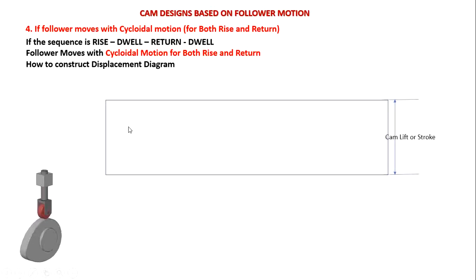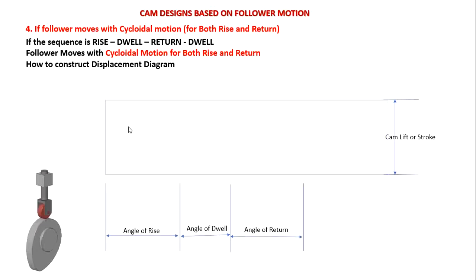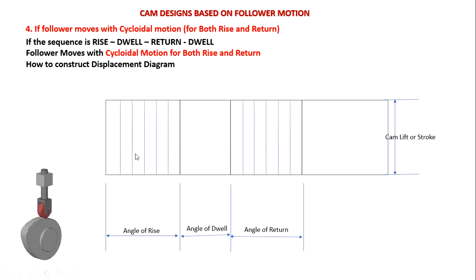Draw a rectangle for cam lift or stroke and divide the angle of rise, angle of dwell and angle of return in the same fashion. Now here the first step is, if it is going with cycloidal motion, then there are a few steps. First we have to draw a circle over here, and the radius of the circle should be equal to s by 2 pi. First divide this into 6 equal parts as in the previous steps, and now the radius of the cycloidal circle is nothing but s by 2 pi, where s is the stroke length. So stroke length by 2 pi gives one radius.